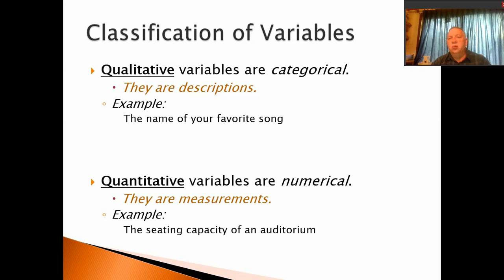Qualitative variables are categorical. They are basically descriptions: the name of your favorite song, the color you like, your favorite actors. All of those are qualitative variables. They are just descriptions of stuff.